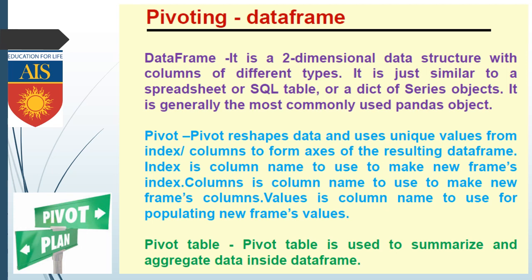Next is pivot. Pivot receives data and uses unique values from index or column to form axes of the resulting data frame. Index is the column name to use to make the new frame's index. Column is the column name to use to make the new frame's column. Values is the column name to use for populating the new frame's values. Pivot table is what? Pivot table is used to summarize and aggregate data inside a data frame. So we have some idea about data frame, pivot and pivot table.